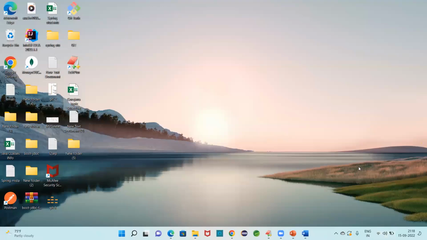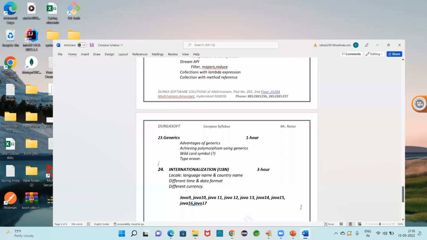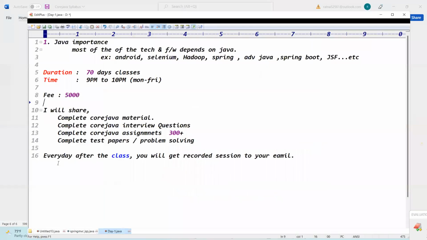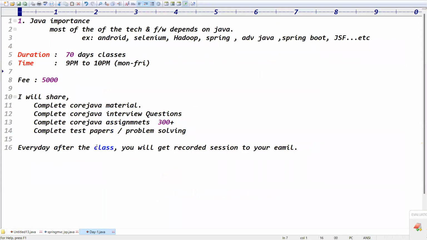Yes or no? Yes, please respond. Do you have any questions about the syllabus copy? And do you have any questions about the structure? Every class has required sessions, complete material, and interview questions will be shared. Yesterday I showed all these points, right? Yes. Any questions, please? Yeah, this is yesterday's class now.